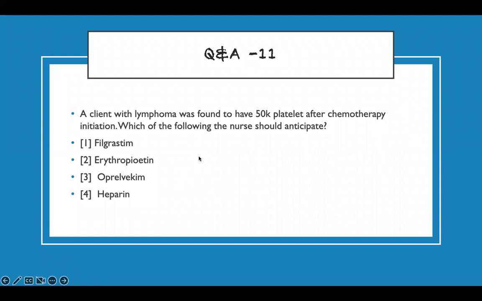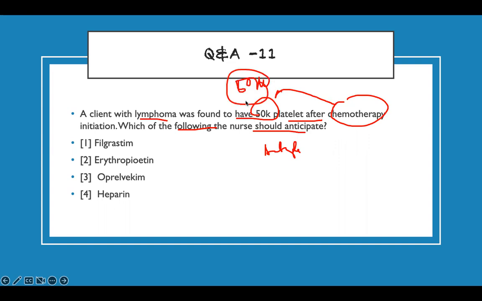A client with lymphoma was found to have, what is the situation we have? Which of the following should the nurse anticipate? So I'm looking for an anticipated finding. A client with lymphoma was found to have 50,000 platelets after chemotherapy. So which one should the nurse expect? This is one of the questions again. I put these in to show you what kind of questions you can get in pharmacology. This is straightforward pharmacology. Either you know it or you don't. I give you chemotherapy and your platelets are now 50,000. You're going to bleed and you have petechiae. How can I increase your platelets?